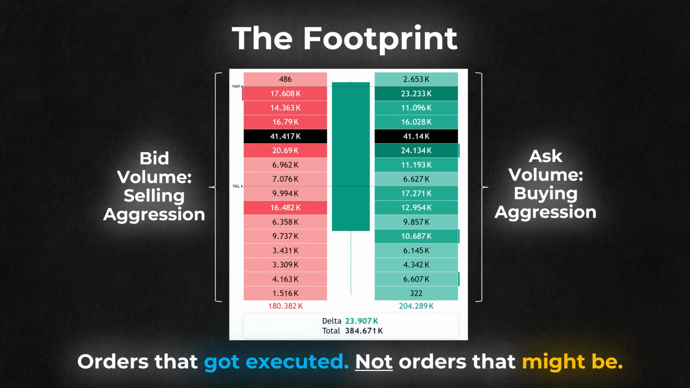The footprint shows the same information given by the time and sales or tape, but it displays it in a useful and relatively easy way to observe. Once again, the idea is not to identify directionality, but to quantify the activity of buyers and sellers in the price levels within a candlestick.